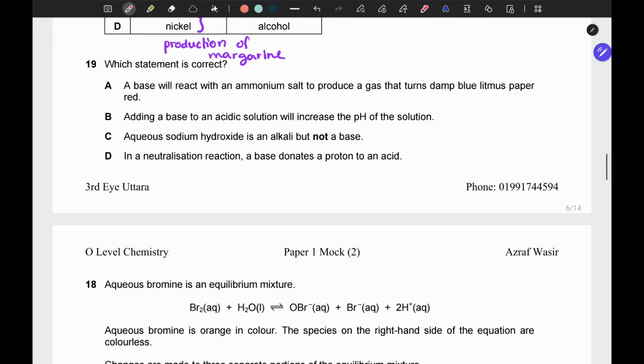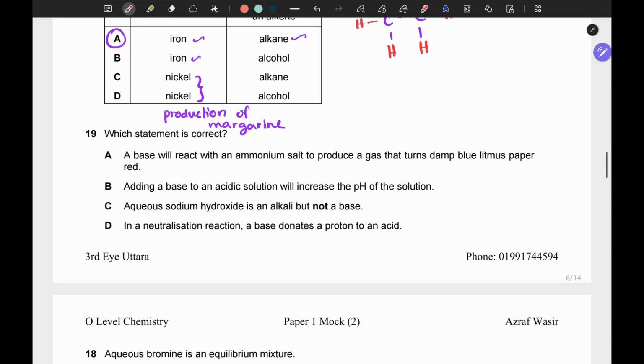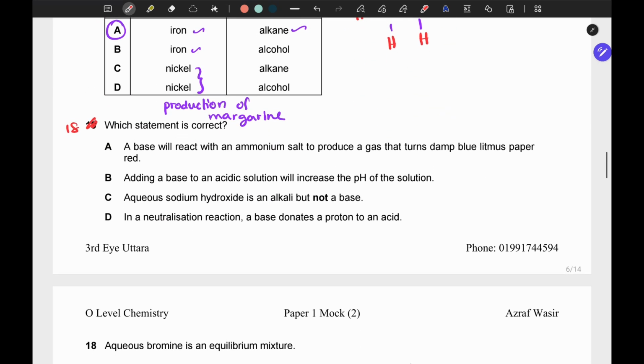Number 19. Which statement is correct? Well, this should be number 18. Which statement is correct? A base will react with ammonium salt to produce a gas that turns damp blue litmus paper red. This is the other way around.